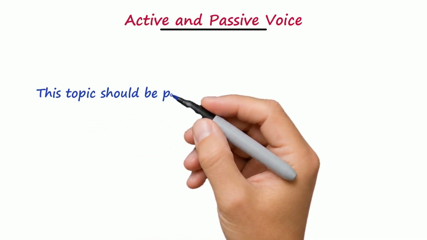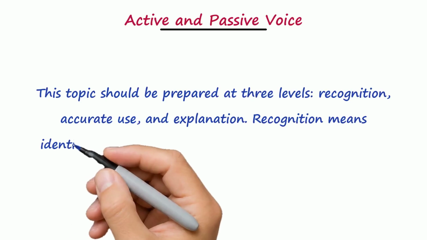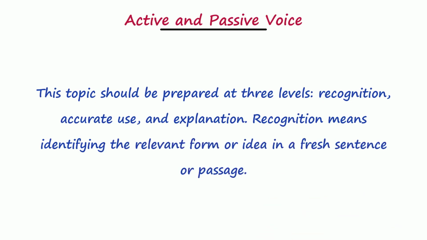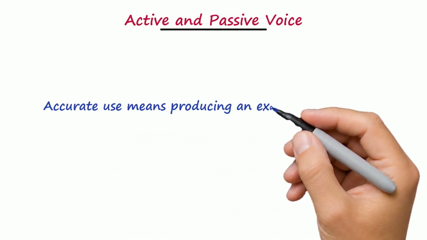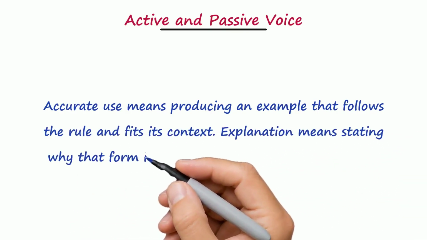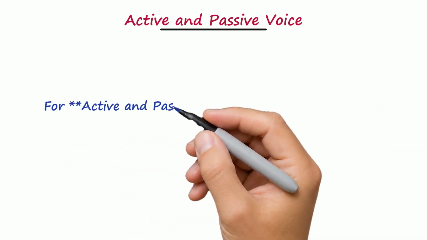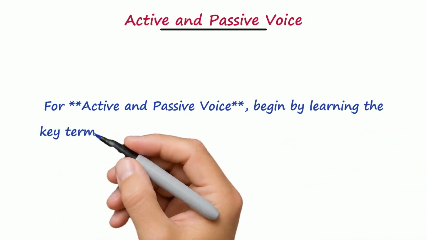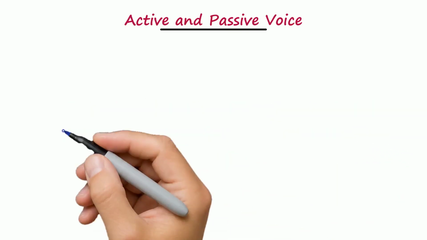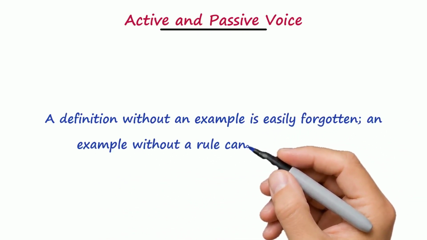This topic should be prepared at 3 levels: recognition, accurate use, and explanation. Recognition means identifying the relevant form or idea in a fresh sentence or passage. Accurate use means producing an example that follows the rule and fits its context. Explanation means stating why that form is correct instead of merely naming it. For active and passive voice, begin by learning the key terms in the lesson, but connect every term with an example. A definition without an example is easily forgotten. An example without a rule can lead to guessing.